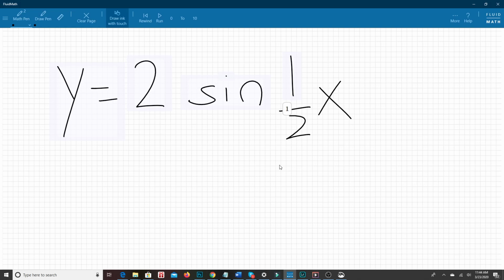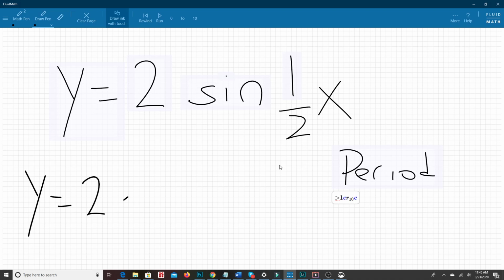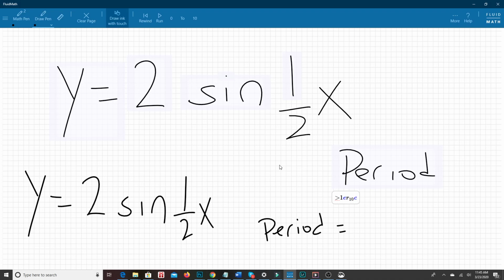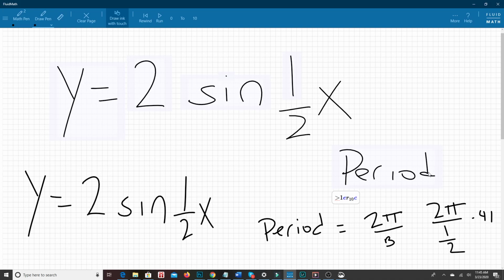Keep in mind what your period is going to be. Let me get rid of the math part right here. Let me just redraw it using pen. y equals 2 sine 1/2 x. Your period equals 2 pi over b. In this case, your b is 1/2. So you have 2 pi over 1/2, which is going to equal 4 pi. So now if I was to draw this, it's essentially 4 pi. So one cycle is going to be 4 pi.